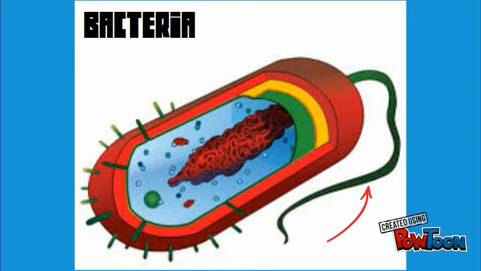Bacteria contain flagella. Flagella help it move around. Now it contains DNA outside of the nucleus, which tends to coil together. It also has ribosomes. Ribosomes are smaller in prokaryotes than they are in eukaryotes, as shown in the image.